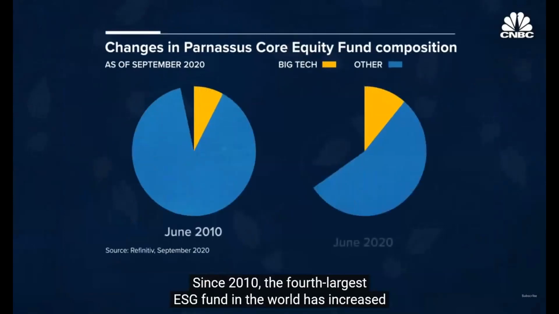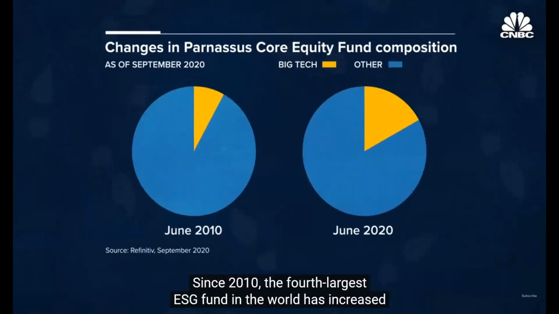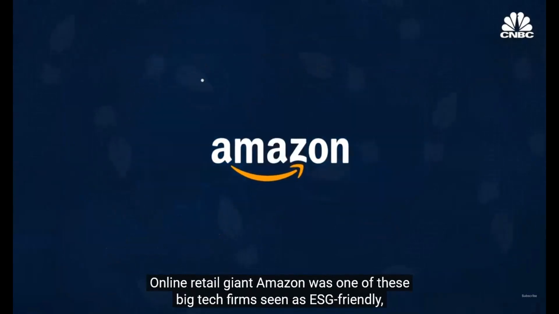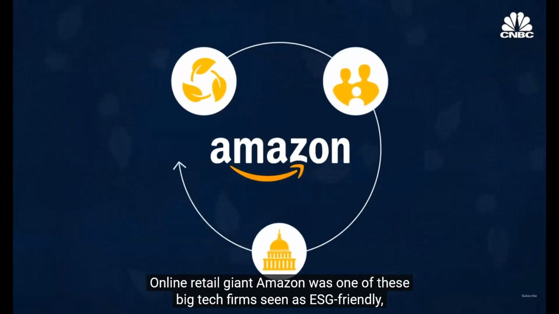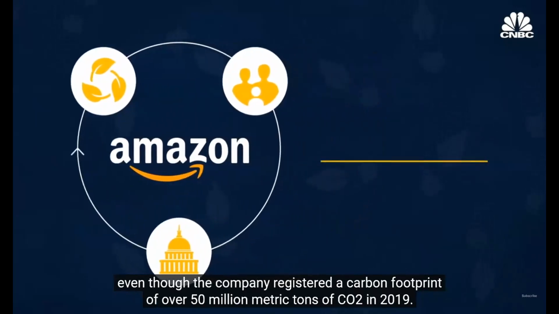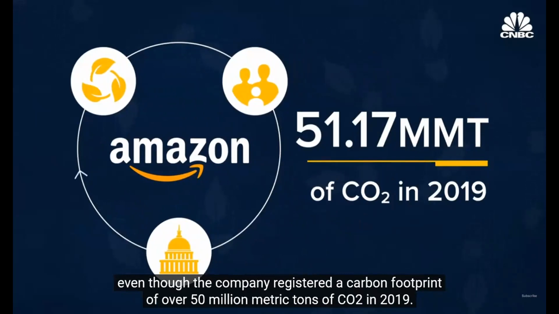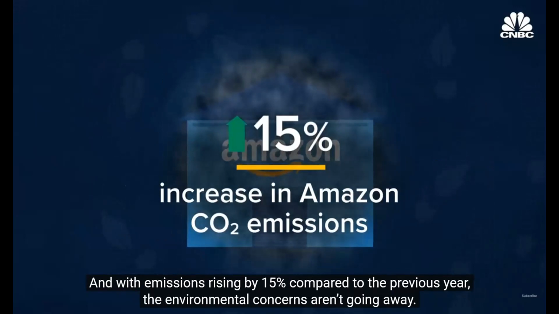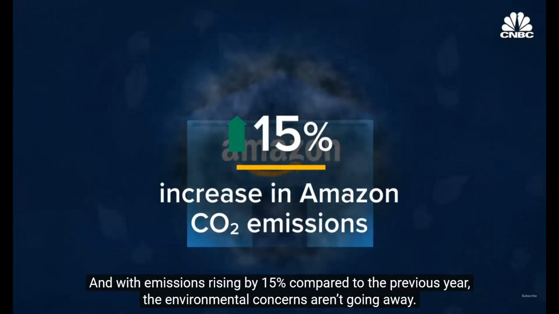Since 2010, the fourth largest ESG fund in the world has increased its exposure to tech giants from about 8% to more than 17% within a decade. Online retail giant Amazon was one of these big tech firms seen as ESG friendly, even though the company registered a carbon footprint of over 50 million metric tons of CO2 in 2019. And with emissions rising by 15% compared to the previous year, the environmental concerns aren't going away.